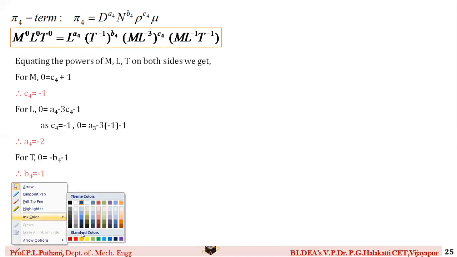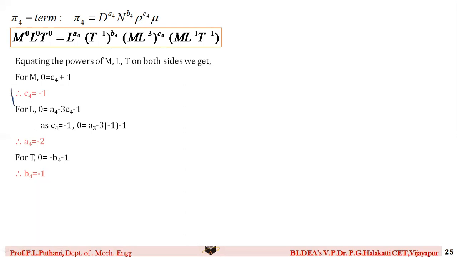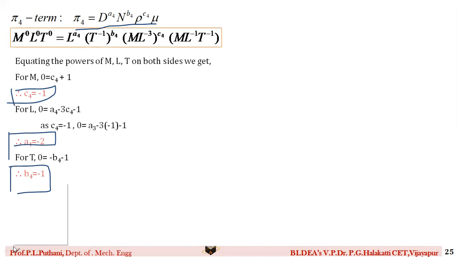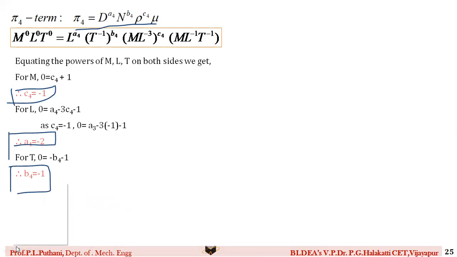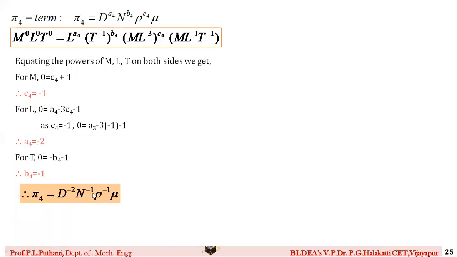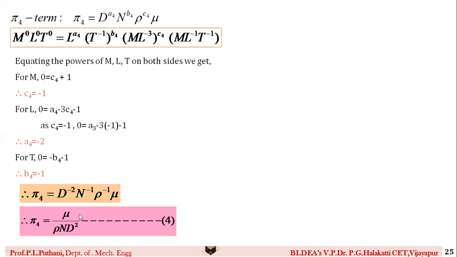So once we get the values of C4, A4, and B4, we will substitute them again in this pi 4 equation, such that we get the value of pi 4 in the simplified form. Let us see what do we get after substituting the values of a4, b4, c4 in the pi 4 equation. We get pi 4 is equal to d to the power of minus 2, n to the power of minus 1, rho to the power of minus 1 into mu. Or rearranging the terms, we get pi 4 is equal to mu by rho n d square.